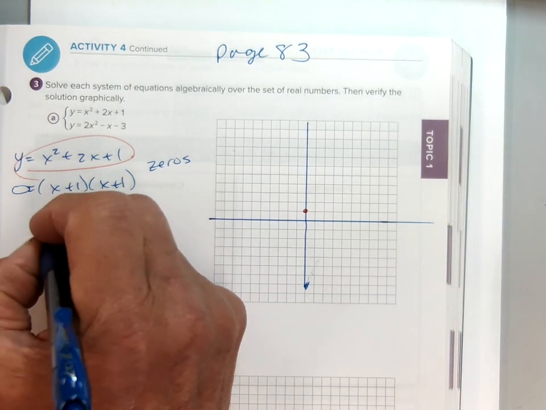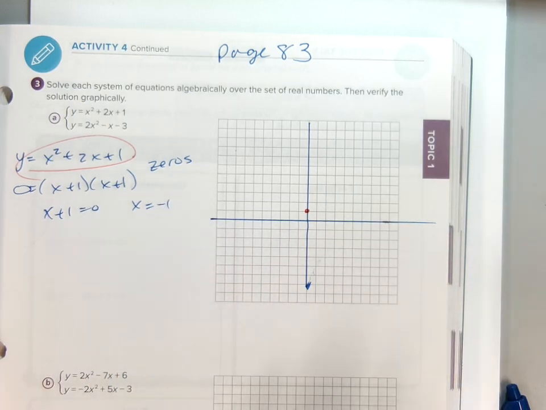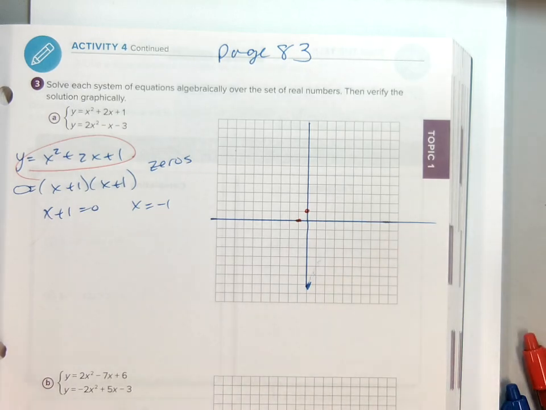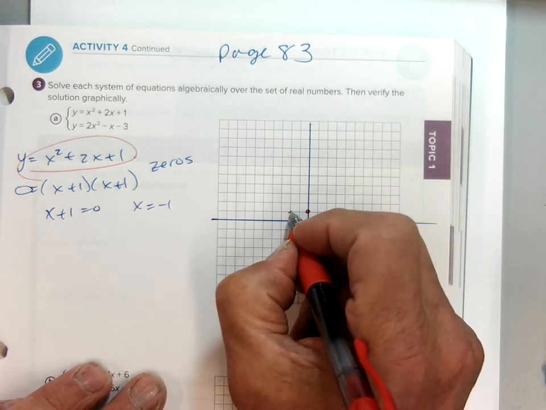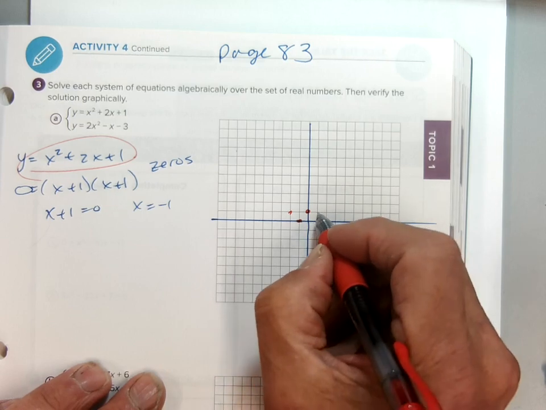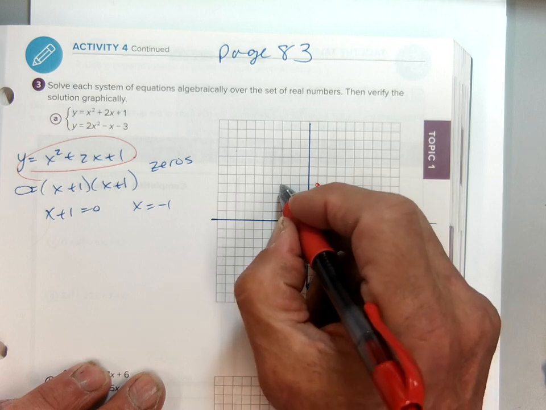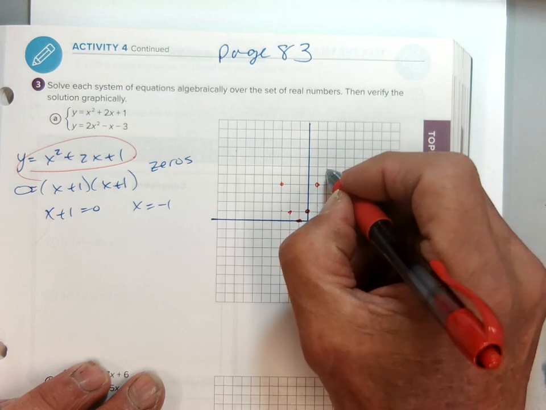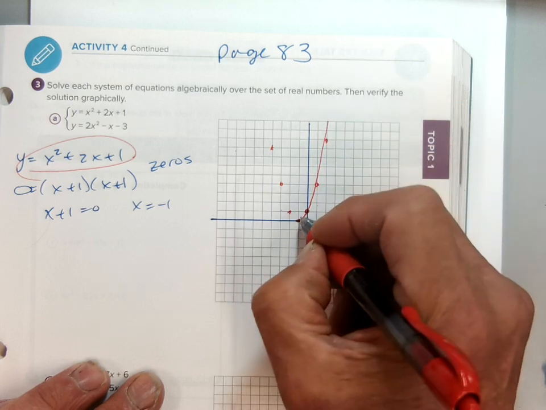So my zeros are x plus 1 equals 0, or x equals negative 1. So it only has one zero, which tells me something about it. It tells me that that's also my vertex, right? So if I were to graph this, from the vertex I go over 1, up 1, over 2, up 4, over 3, up 9. Okay, it should look like this.